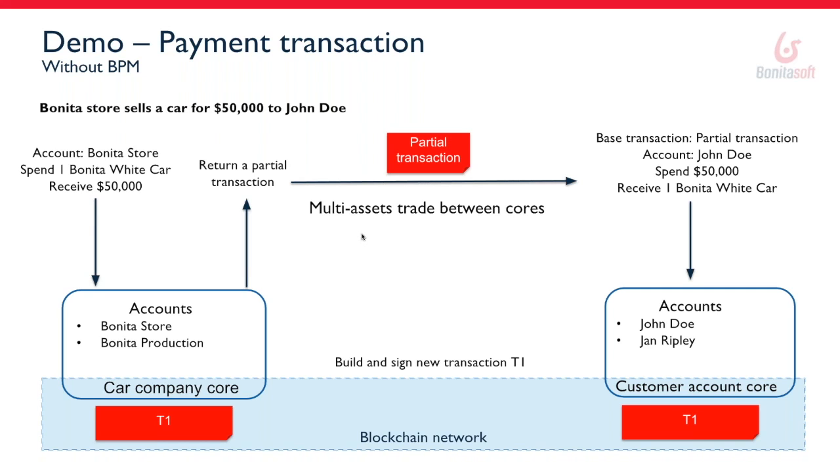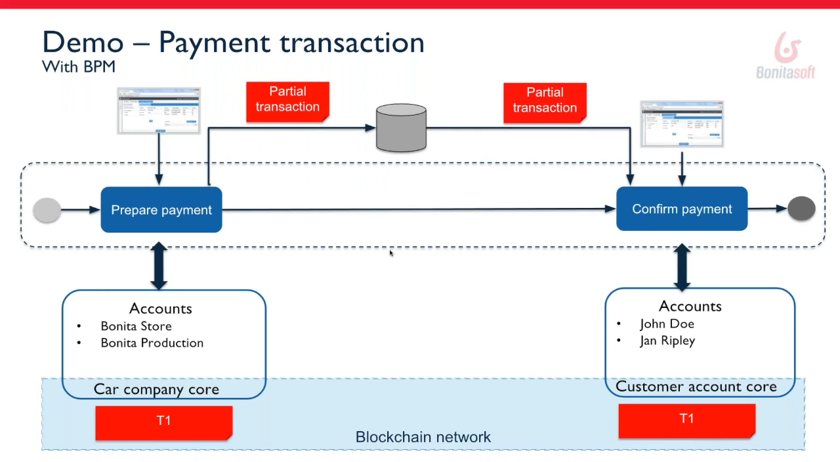So we see that to actually make that happen on the blockchain network, we need to have specific steps. We need to have good knowledge of what the different assets and accounts are. We need a way to move this partial transaction between one core and another core. To do that, we came up with a solution: why don't we use a BPM platform to streamline those actions? So let's take a look at how it would work using a BPM solution.